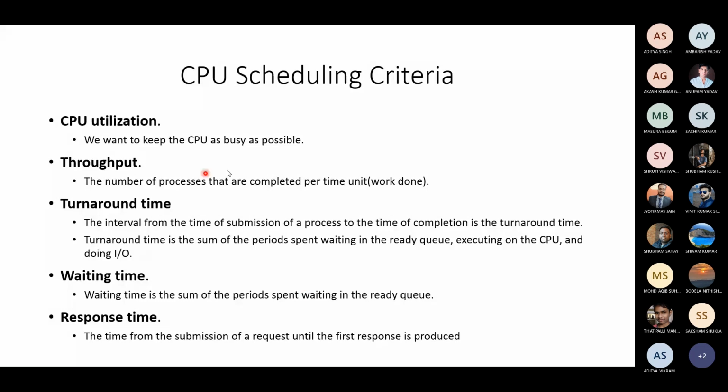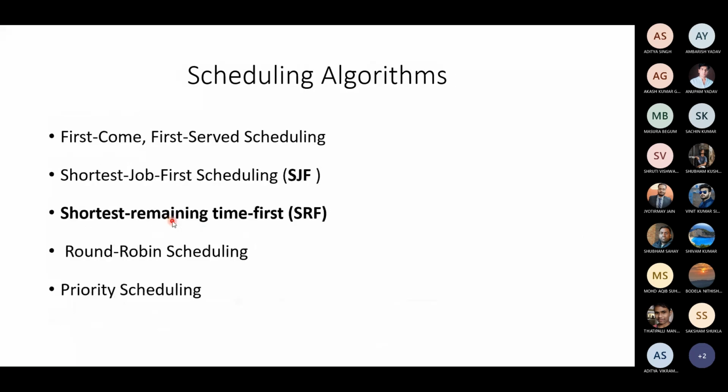We also tried to understand process scheduling and CPU scheduling. There are various criteria, but we studied these CPU scheduling algorithms: first come first served, shortest job first, and shortest remaining time first. We studied these three algorithms in the previous class.